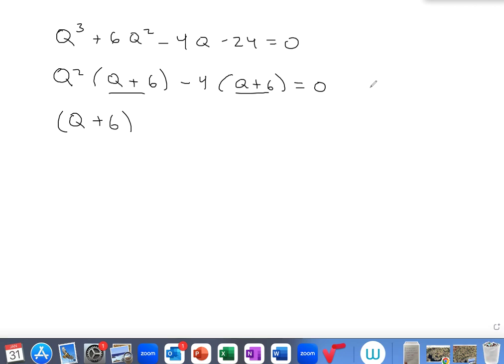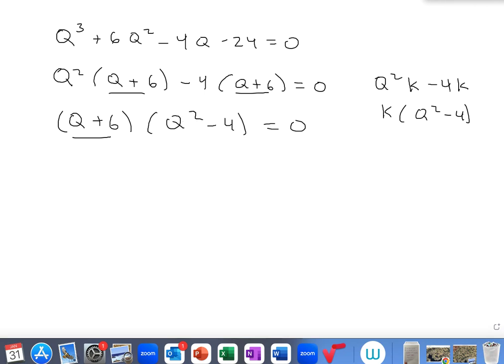And this is the same idea as if I had q squared k minus 4k, some constant k. In that case, that k there would be the greatest common factor. I would pull that out front. That is exactly what I'm doing right here with this q plus 6. That's being pulled out front, the same as that k was. And then what's left behind is q squared minus 4. And that still equals 0.